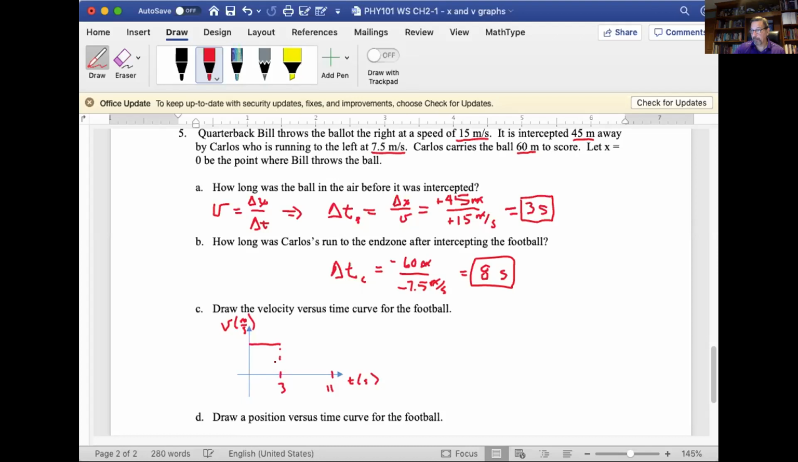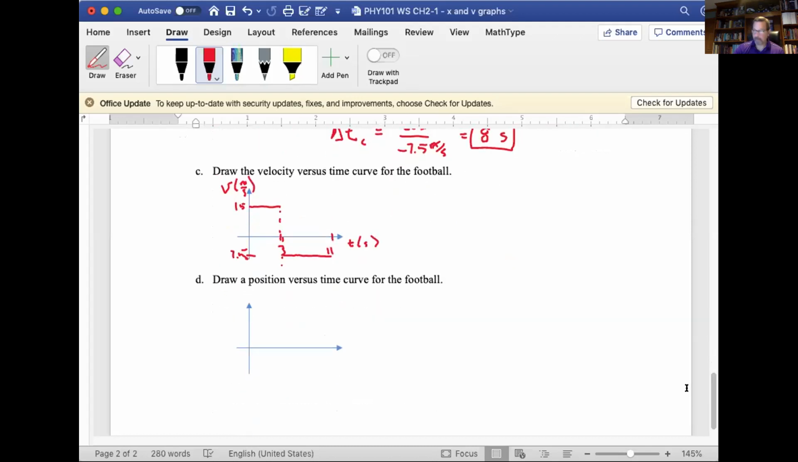And then I never know what to do right here because, as I said, it's an immediate change. But then Carlos intercepts the ball, and for the next 8 seconds, he runs, and I'm trying to draw about the right speed, about half. So he's at negative 7.5 here. So that's 7.5, and I'm making that 15. And so I'm trying to make it about half the distance. Right here, that's 15. Right here, that's 7.5. Everybody okay with what I did there?